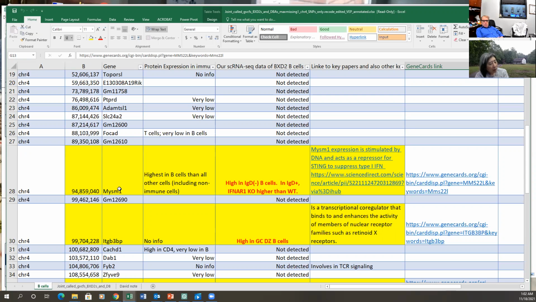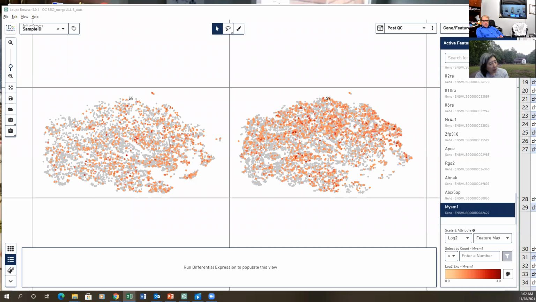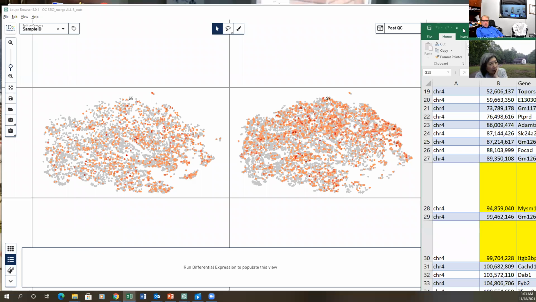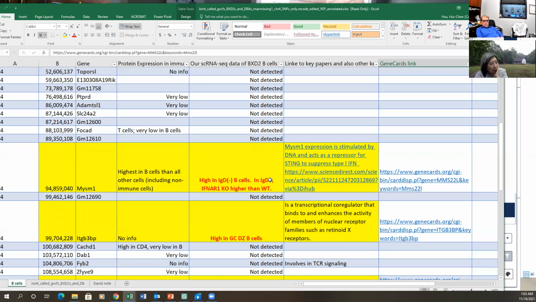So we don't know if this is the candidate, but at least this is one important mechanism that we saw. Here's a response. It does say lower expression of this gene in the wild type enables a higher interferon response here. So I think we should pay attention to this gene.